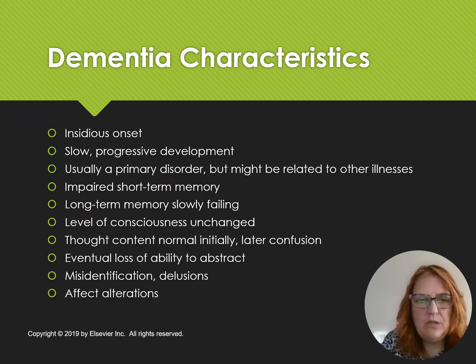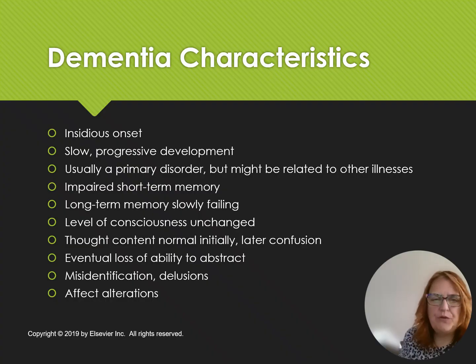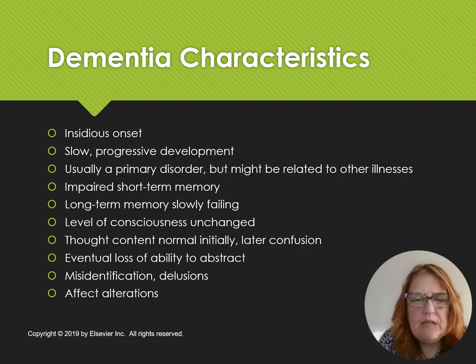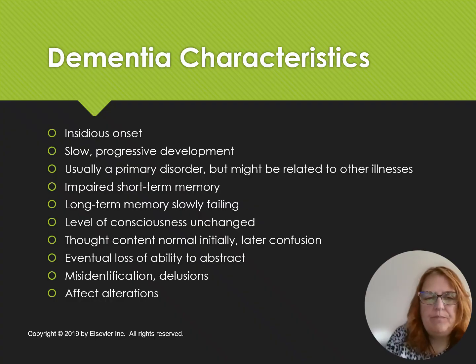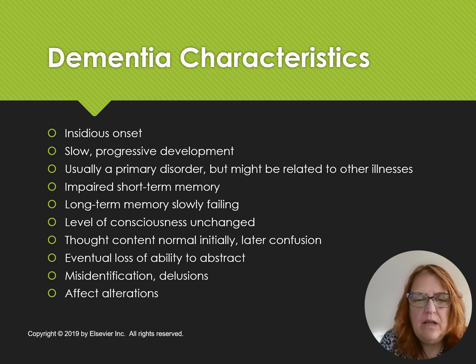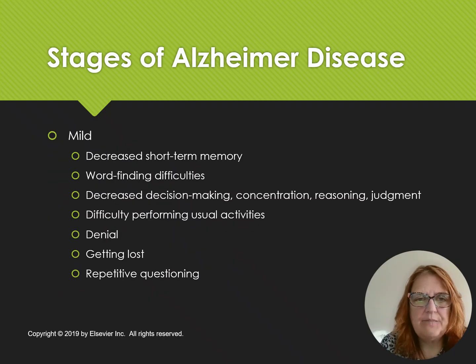So the characteristics include insidious onset and slow, progressive development. It's usually a primary disorder, but might be related to other illnesses. They'll have impaired short-term memory. Their long-term memory slowly fails. Their level of consciousness is unchanged. Their thought content is normal initially, but later they can be confused. They have eventual loss of ability to abstract, misidentification or delusions, and affect alterations.